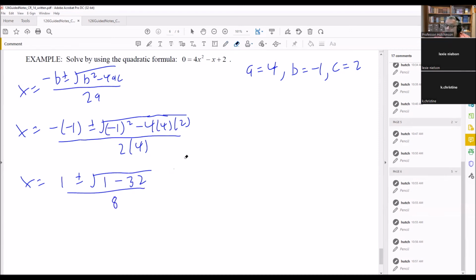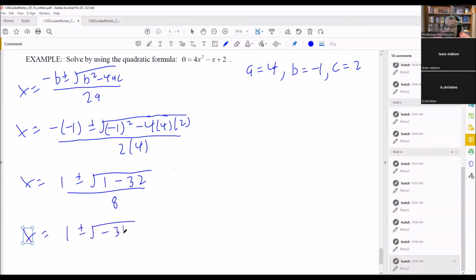Okay, so now I have all this, and I want to keep going. Notice what happens here: I have 1 minus 32, so I get -31 on top. So I have the square root of -31. Now this right here is not a real number. I can't take the square root of a negative number. So in this section, there's a selection button that says there are no real solutions, and that's what you would pick for this kind of problem. It's not a real solution because we can't take the square root of a negative number.